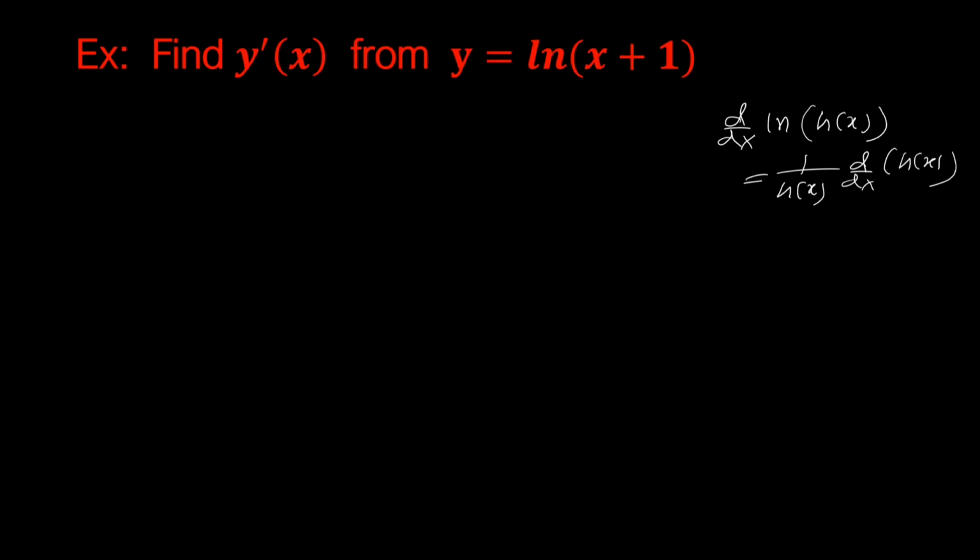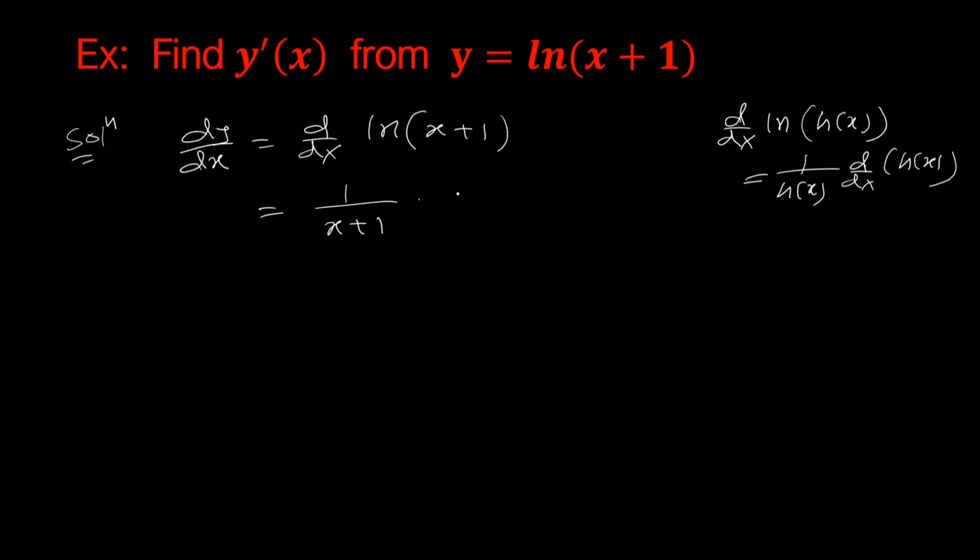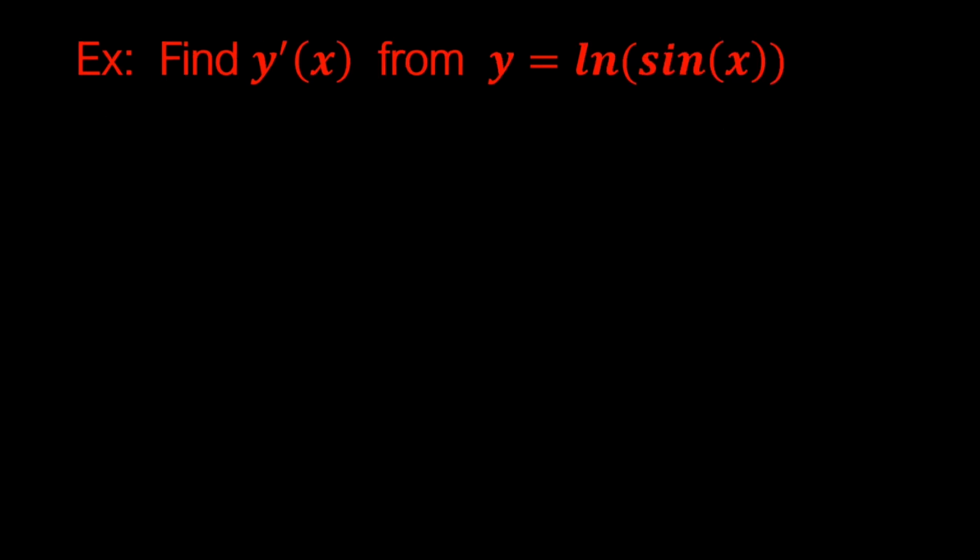So how can we do it now? The solution here: dy dx is equal to d dx of ln of x plus 1. So x plus 1 is h of x here. So we have whatever is inside the ln, x plus 1, and then the derivative of x plus 1, which is 1. So we have here 1 over x plus 1. Done.